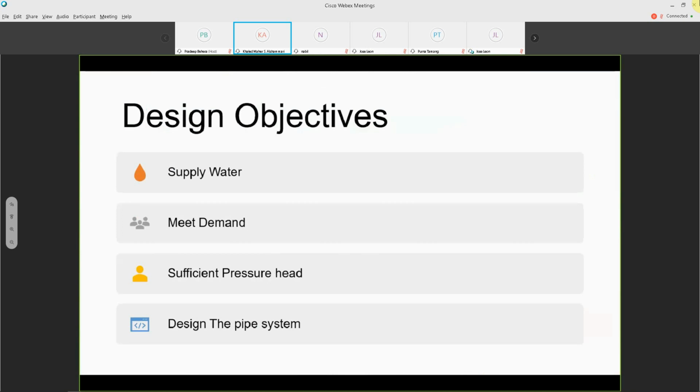Design objective. For the first point, our objective is to supply water to the interior subdivision. The second point, to meet the demand imposed by the current and future population. The third point, we need to ensure that the pressure head is enough to meet the demand requirement. The last point, we will design a pipe network.